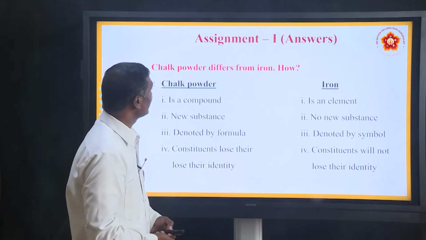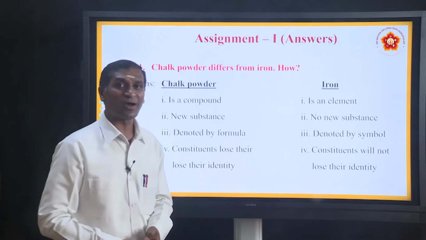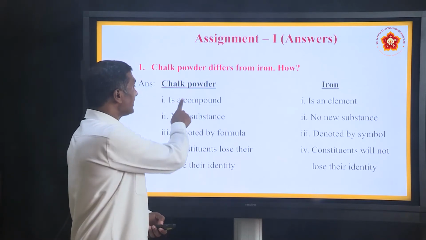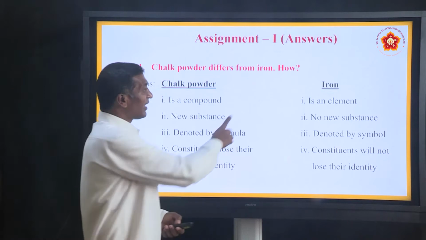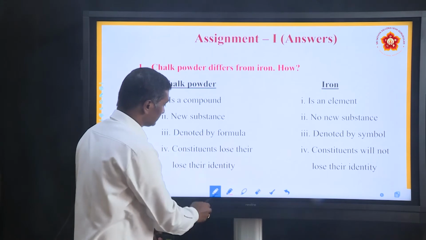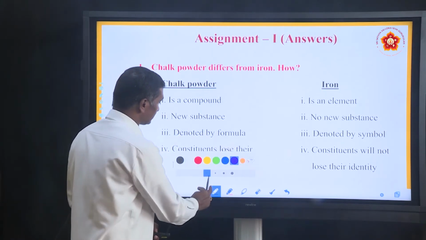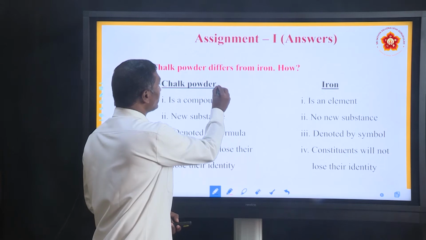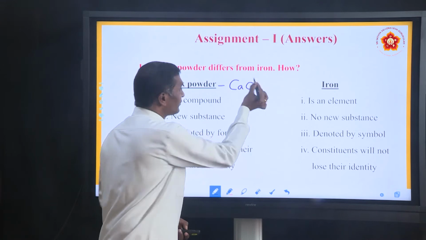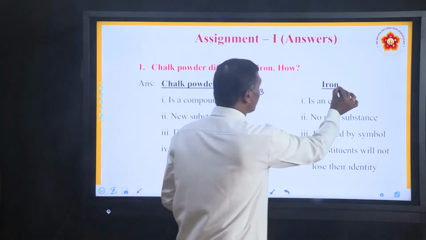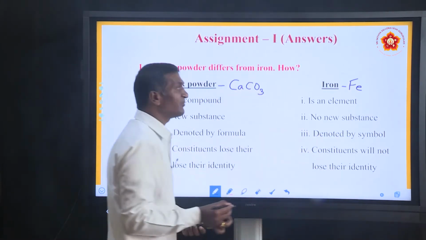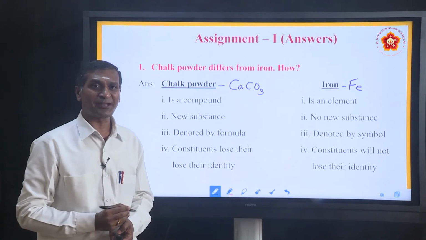The first question: chalk powder differs from iron. How? The chalk powder is a compound. Iron is an element. The chalk powder is a compound. Its formula is CaCO3. Iron is an element. Its symbol is Fe, derived from the Latin word ferrum.